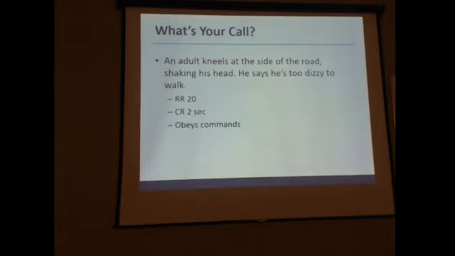An adult at the side of the road. So he's actually a yellow. So he can't walk, right? Because he's too dizzy. Oh, but is he too dizzy because he has a bleed? We're going to agree to disagree on this because I've got to teach the START. But he would technically be a yellow.